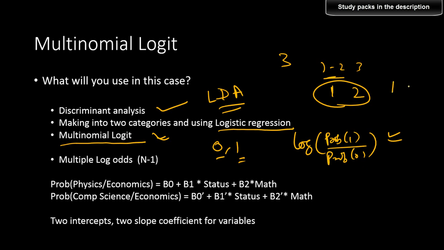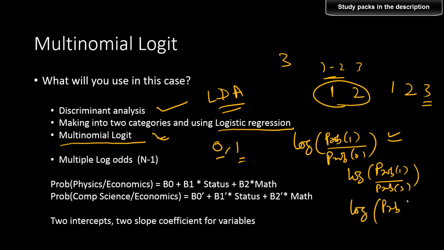Now when we have three categories, 1, 2 and 3, what are going to be the logits? The logits will be the logarithm of the probability of 1 divided by the probability of 3. We'll assume 3 as the base category, and the other logit will be the logarithm of the probability of 2 divided by the probability of 3. That means category 3 is considered the base category, so we're comparing the logit of somebody choosing a particular subject: 1 compared to 3, and 2 compared to 3.